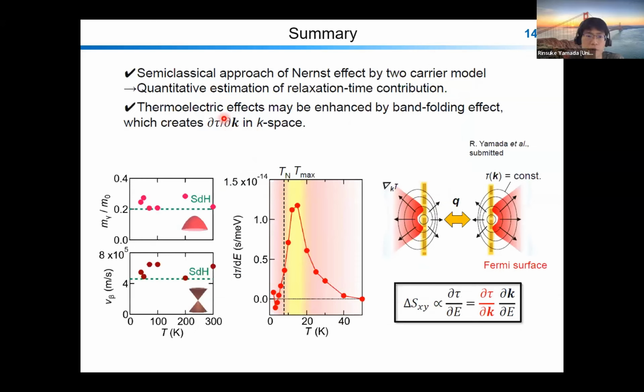Here's a summary of my talk. In this study, we studied the Nernst effect in the magnetic Weyl semimetal neodymium aluminum silicon, and we demonstrated the quantitative analysis of the Nernst effect using the semi-classical model. Then we extracted the relaxation time effect and proposed a new thermoelectric effect by using the band folding nature of the band structure. Thank you for your attention.